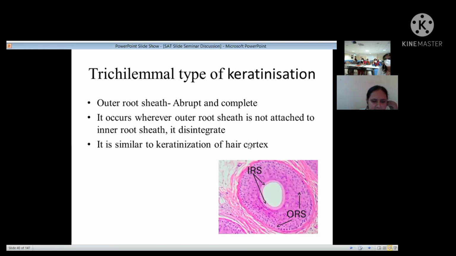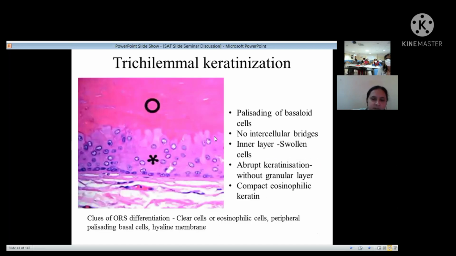So when we say tricholemmal keratinization, it means that the stratified epithelium of the outer root sheath gets converted into an anuclear keratin without the keratohyalin layer, because in the hair we have this keratohyalin layer. So there is no inner root sheath, so no keratohyalin layer in this type of keratinization. That is what we see in pilar cyst as well as in pilar tumors.